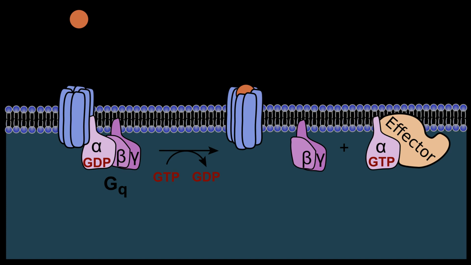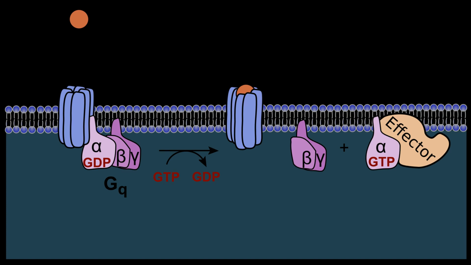Okay, so that's the basic bare bones of how that works. And then essentially this alpha subunit will generally hydrolyze back to a GTP or GDP, go back to bind with the beta gamma subunit, and then come back to the beginning, and it can go all over again.